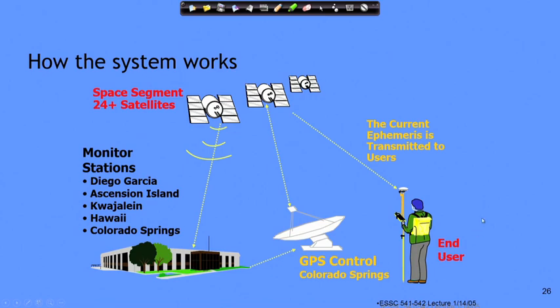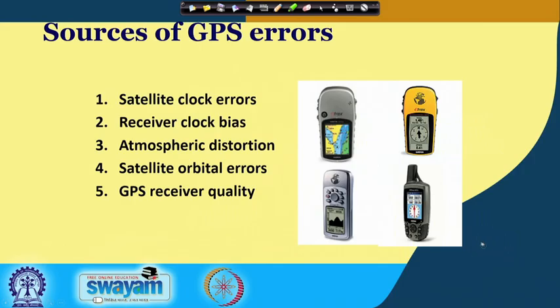So, again, the space segment consists of a constellation of satellites, which is monitored by monitoring stations, and using this monitoring, a particular end user can measure its locational context by measuring the GPS signals at its point by using some GPS receivers.